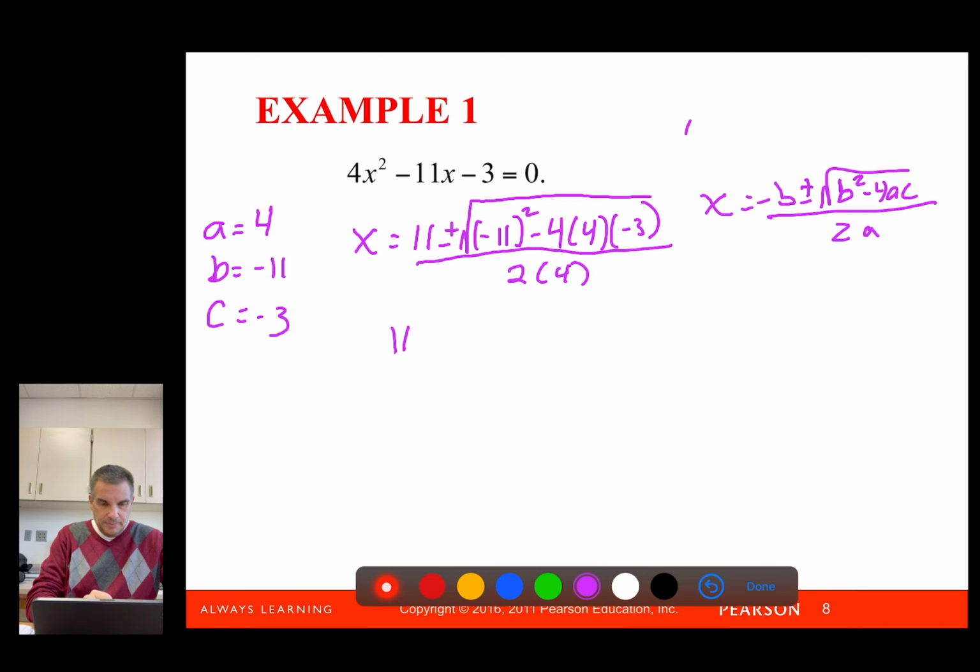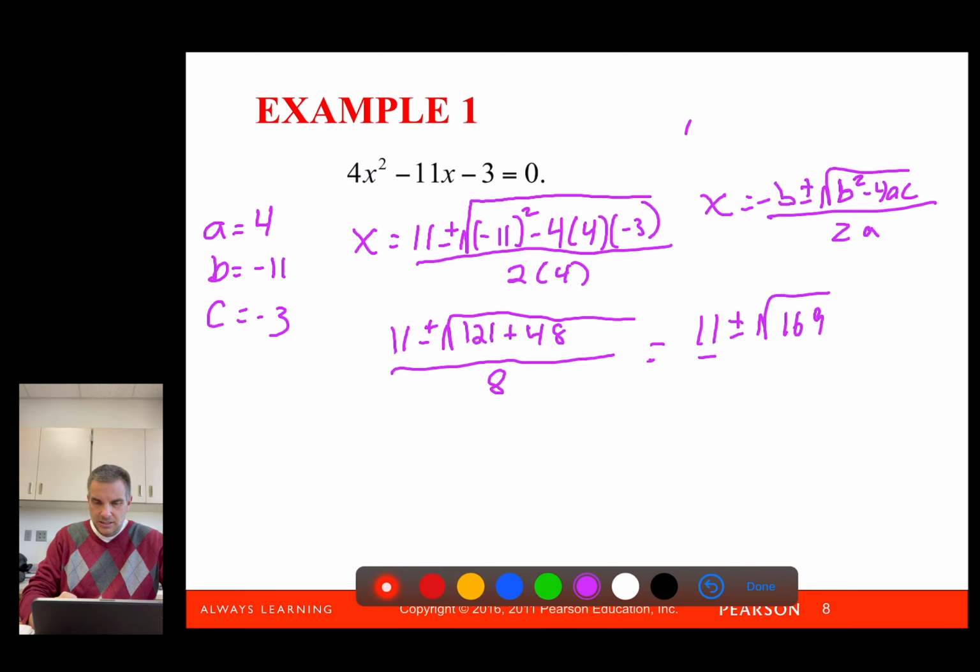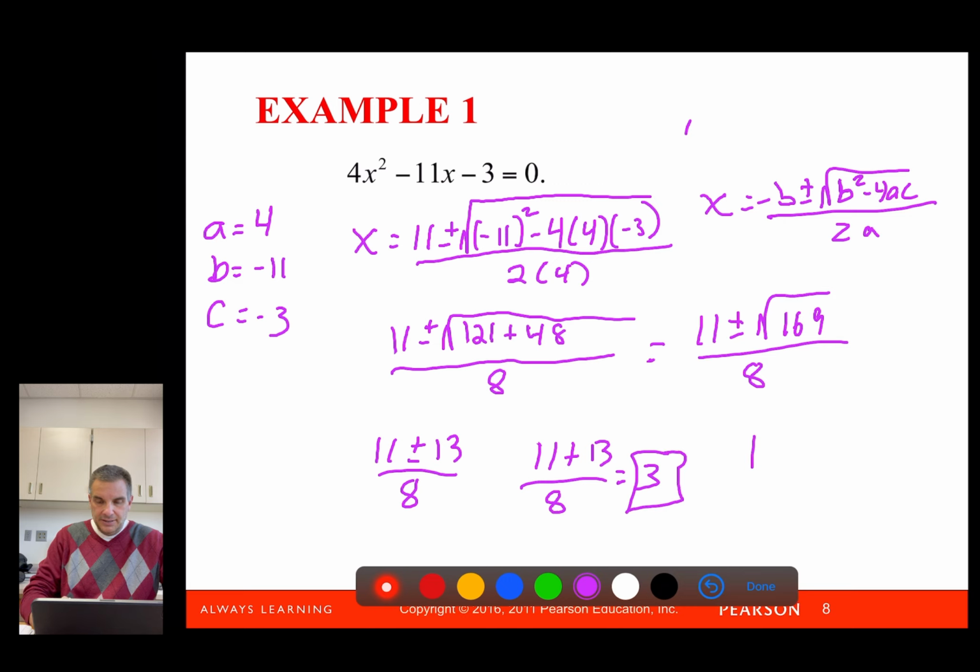Okay, so that's 11 plus or minus the square root. 11 squared is 121. We've got two minuses, so this is going to be a plus. 4 times 4 times 3, 16, 48. All of that divided by 8. So that's 11 plus or minus the square root of 169, which is 13, divided by 8. So we've got two solutions. 11 plus 13 divided by 8, which is 3. And 11 minus 13 divided by 8, which is negative 2/8, which is negative 1/4. So there are your two solutions.